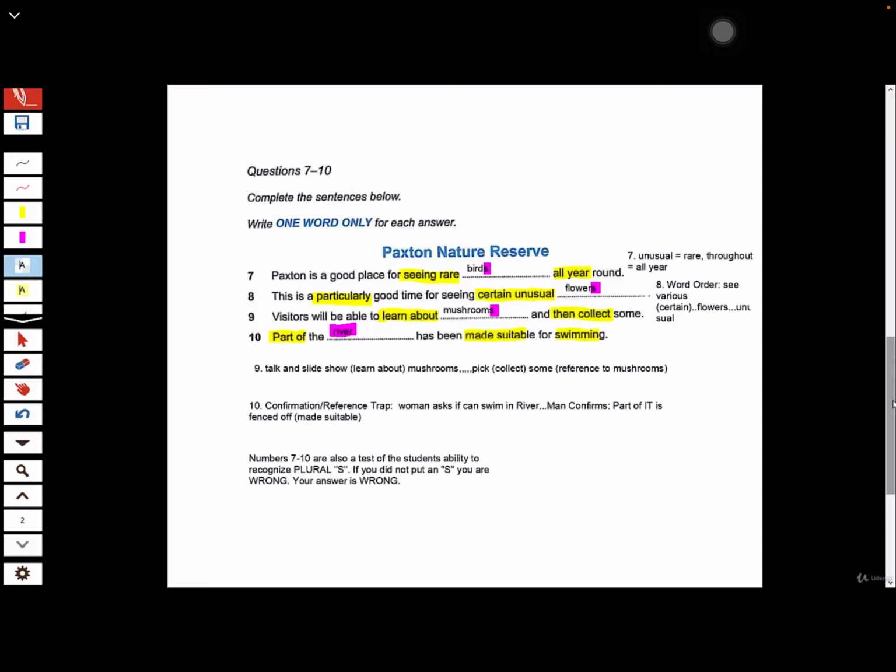Okay, so you had a chance to hear it again and also be able to listen for those tricks and traps that I pointed out to you. On number 10, they also said that it would be made safe. When they fenced it off, that it would make it safe, which is also more synonym language for being made suitable. And they mentioned the word lake, L-A-K-E, but they said the lake was what? Dangerous. And dangerous is the opposite of being suitable. So you could not have put lake as an answer choice.